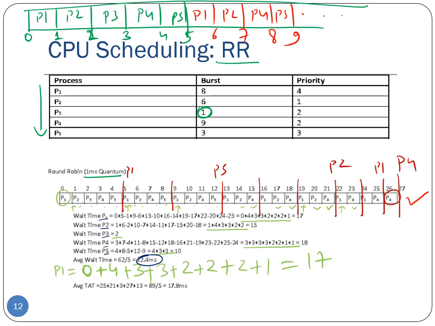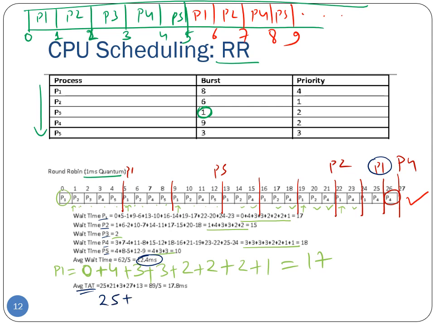The average turnaround time is straightforward. Turnaround time is simply finish time minus the arrival time. Because the arrival time is 0 for all the processes, we can just look at the finish time. So P1 finished after 25 milliseconds. So the turnaround time for P1 was 25.